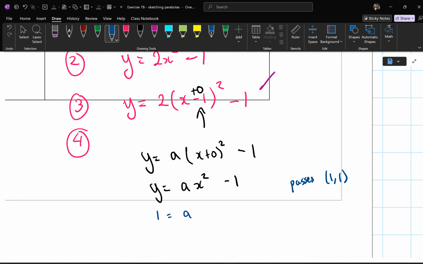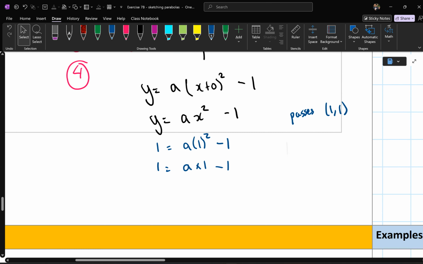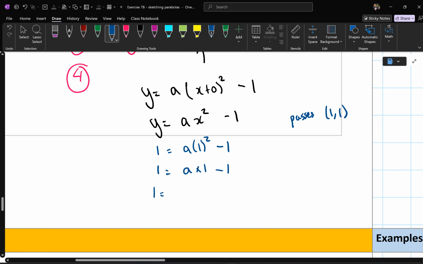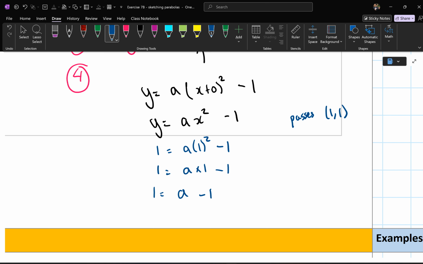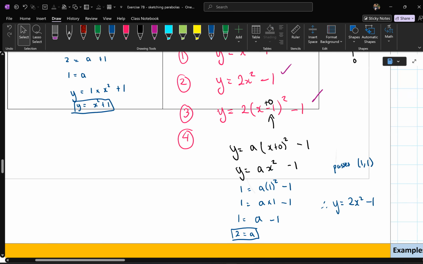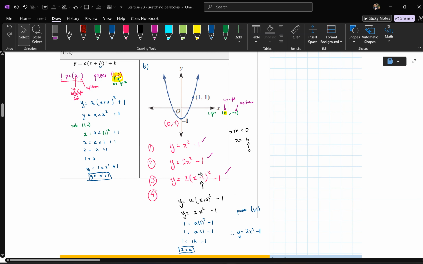So 1 equals A times 1 squared minus 1. A times 1 minus 1. And then that gives you 1 equals A minus 1. If you add 1 on both sides, then you get A equals 2. And that's how you get y equals 2x squared minus 1. Okay, so that was a bit of a problem-solving question, but that's it for 7B.